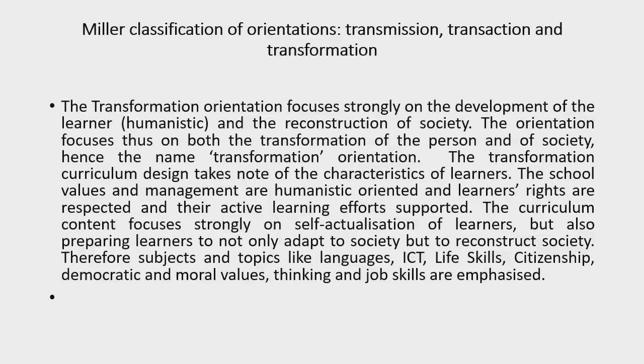So apart from that, we are moving toward Miller's classification of orientation. Miller was an academic philosopher who believed that when education is taking place, it should take place via transmission, via transaction, and it also must take place via transformation. So what does transformation mean? By transformation, Miller meant that education should focus strongly on the development of the learner. The learner should be able to transform and reconstruct the society.